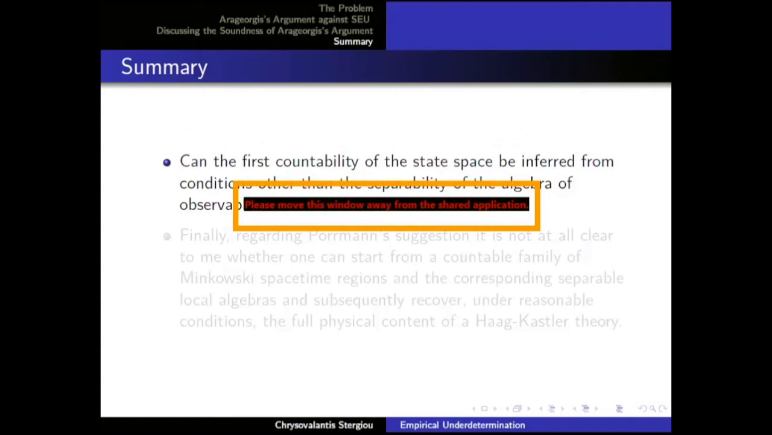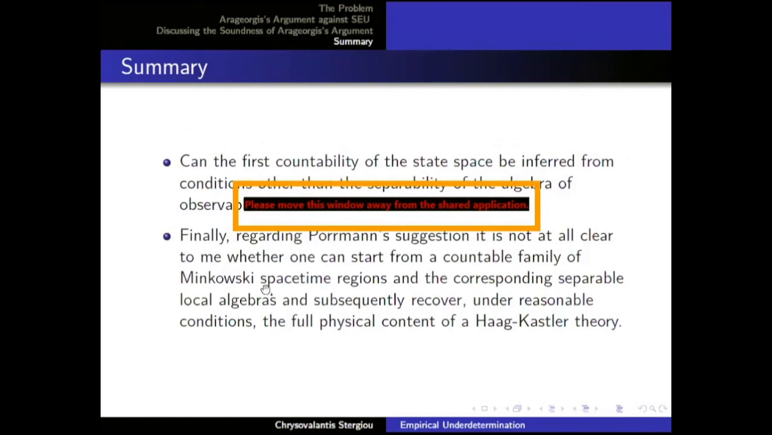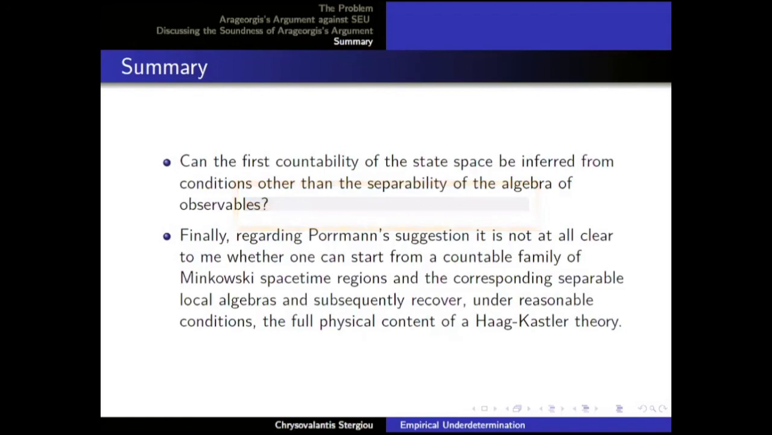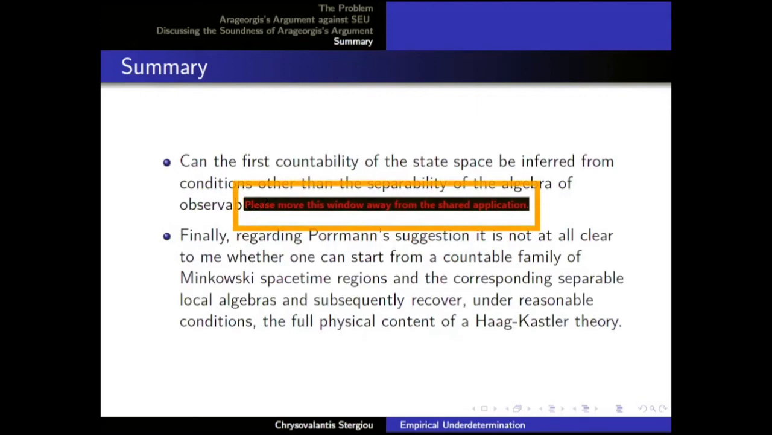And regarding Porrmann's suggestion, it is not clear to me whether one can start from a countable family of Minkowski spacetime regions and the corresponding separable local algebras and subsequently recover under any reasonable conditions the full physical content of a Haag-Kastler theory. Because is it a toy model or is it something more important than that? This is a question pending.